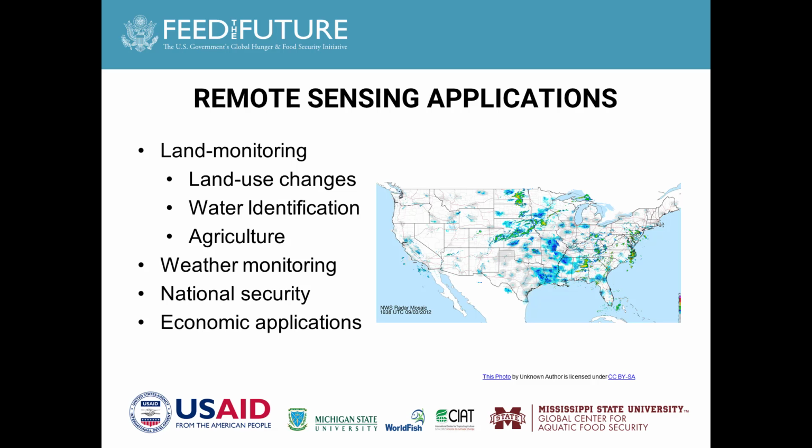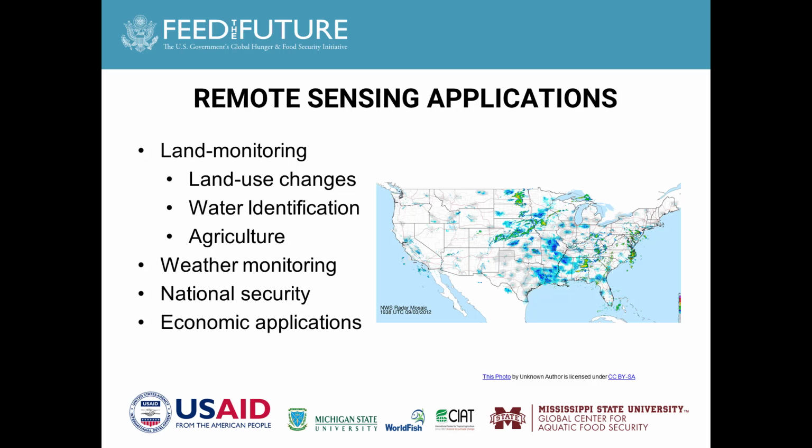This really interesting map here is an example of weather monitoring. You might be familiar with this if you check your weather app often and you want to look at the radar. This shows where different storms are in the United States and how they're moving and their intensity.